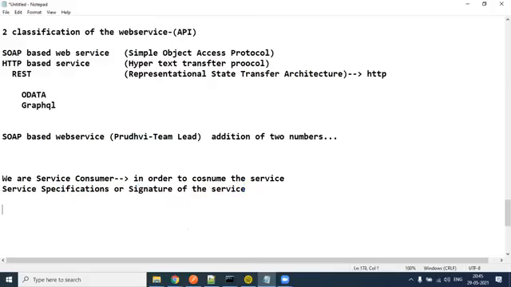What will the service specification consist of? Name of the service. Capabilities of the service. Capabilities means what all operations a service offers. I'll give you an example also.